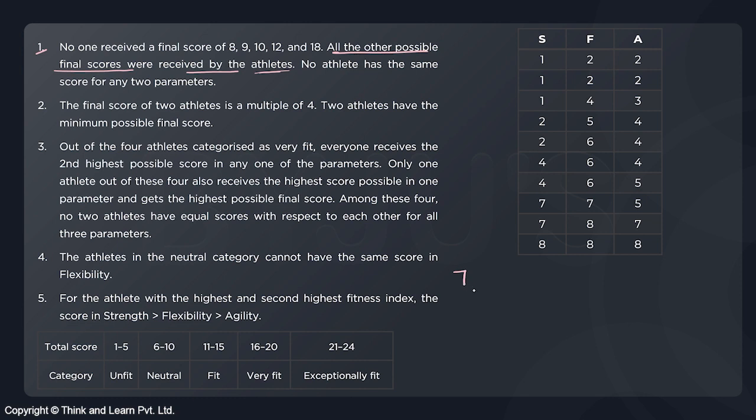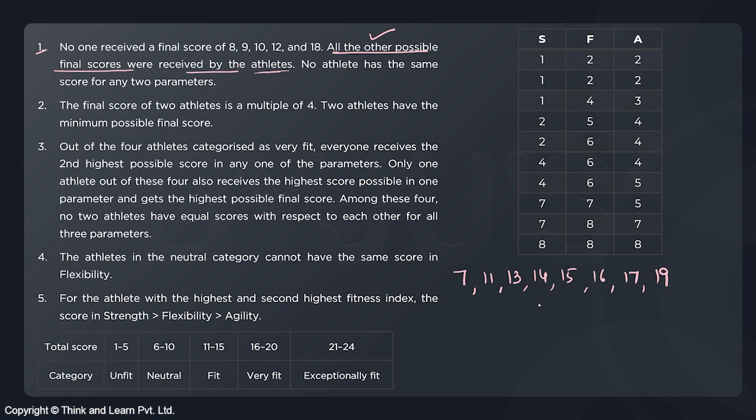7, 8, 9, 10 are not possible. That means 11. 12 is not possible. So 13, 14, 15, 16, 17 and 19. These are the only possible scores. And he says all the other possible scores were received by athletes. That means these 8 scores must have been received by 8 candidates.